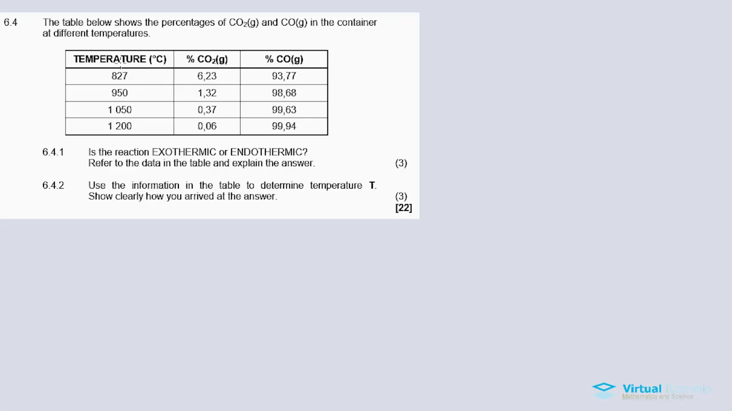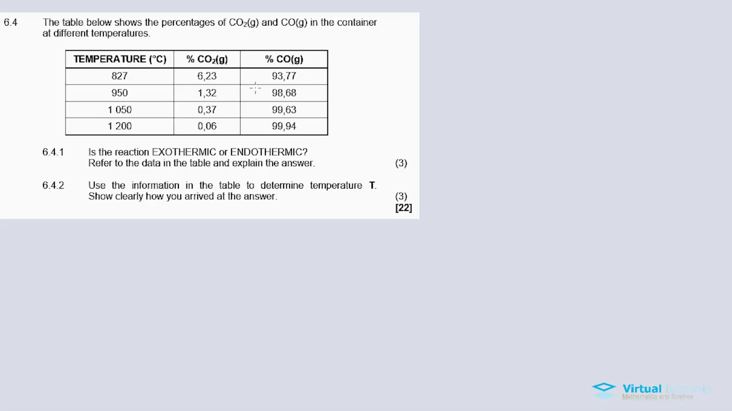If you look, as the temperature increases, more product is formed. More carbon monoxide is formed, you see? And the percentage of the reactant, carbon dioxide, decreases. 6.4.1 asks: is the reaction exothermic or endothermic? Refer to the data in the table and explain the answer.